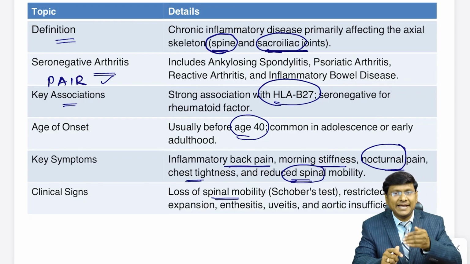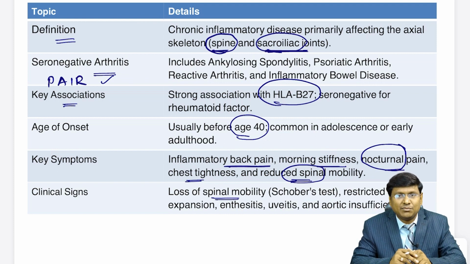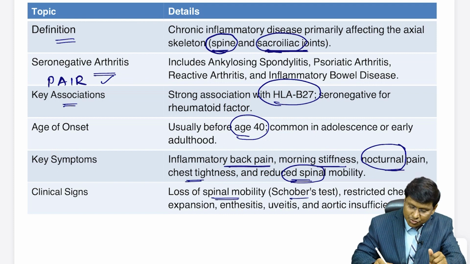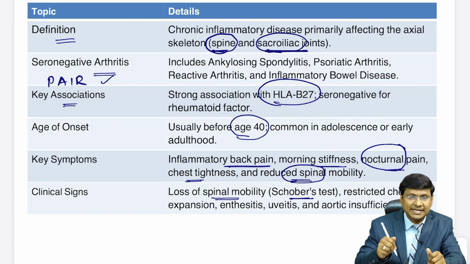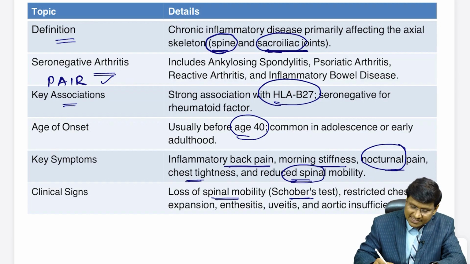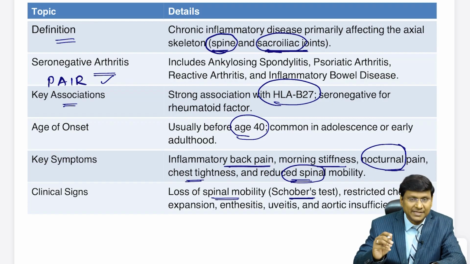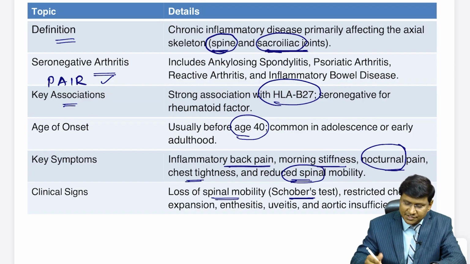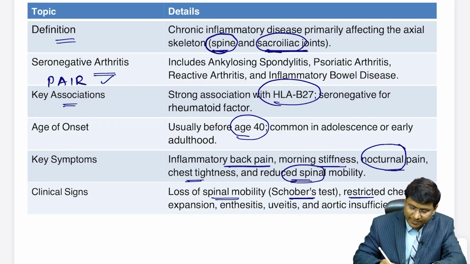Now, how will you examine for this spinal mobility? By doing a test called Schober's test. Schober's test will demonstrate that the spinal mobility is reduced, and that is due to fusion of the vertebra. So that is the very important test that we do in case of ankylosing spondylitis. These patients will also have restricted chest expansion. There will also be enthesitis.